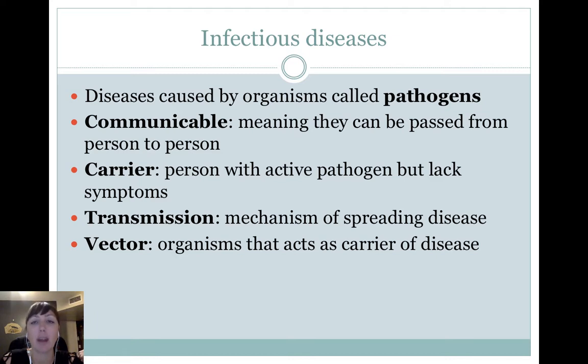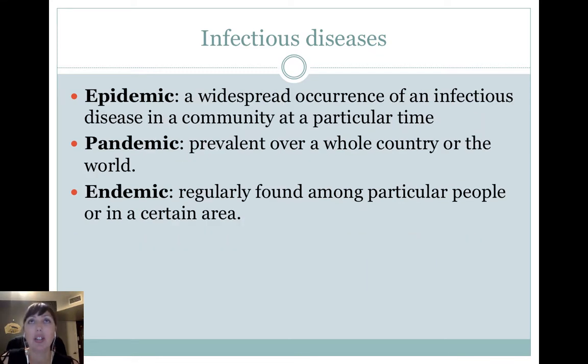Diseases are caused by organisms called pathogens, and they are communicable, meaning they can be passed from person to person. They involve a carrier, which is the person that has the active pathogen but lacks symptoms. Transmission is an element, so this is the mechanism of spreading disease. And then often, but not all the time, there is a vector involved, which are organisms that act as a carrier of the disease.